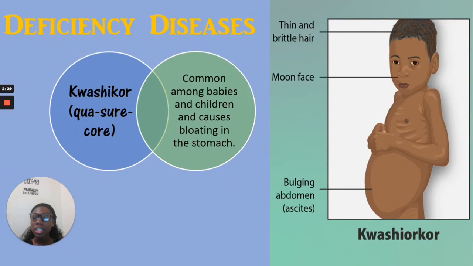The deficiency disease that you get when you don't have enough protein is called kwashiorkor. Say it with me, kwashiorkor. So this is common among babies and children, and this can cause bloating in the stomach. As you can see in the image, there's a little boy, and his belly looks really big, and this occurs when we don't have enough protein. Also, you may get thin and brittle hair. There's also a term used called moon face, and like it says, your belly or your stomach looks really big.